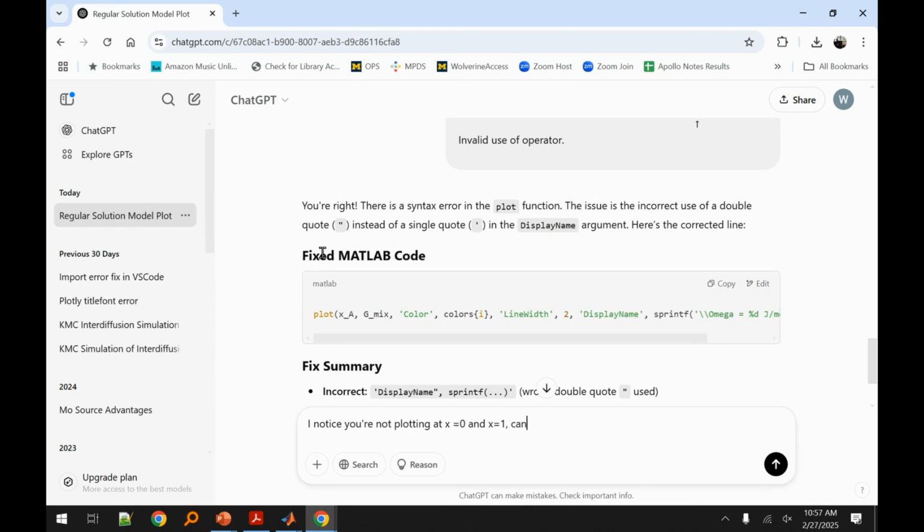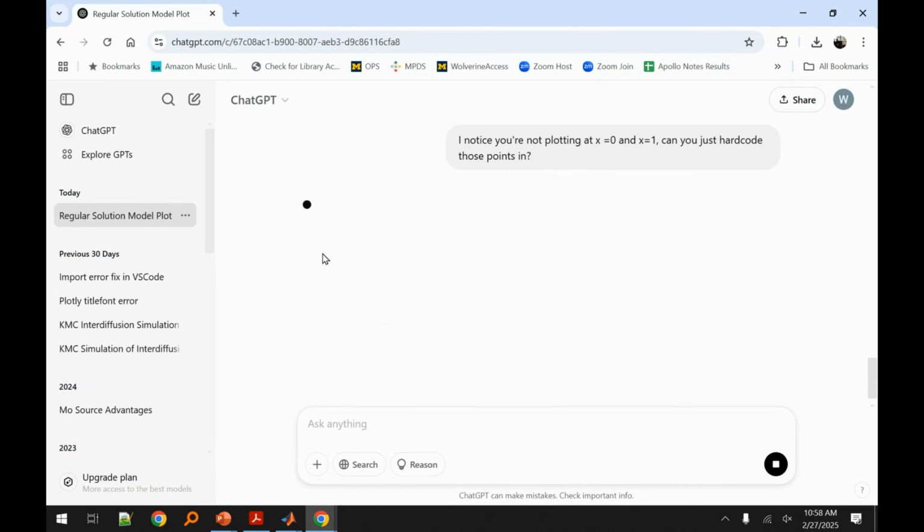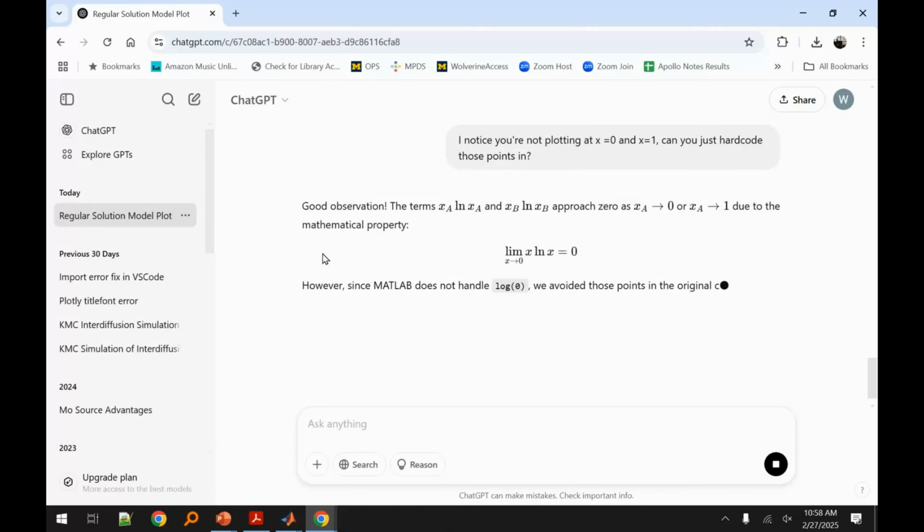So notice that I'm coding in natural language, right? I'm telling it what to do the same way that I might talk to a graduate student about editing their research results, or updating their research results. And so now it's going to plot this all out.